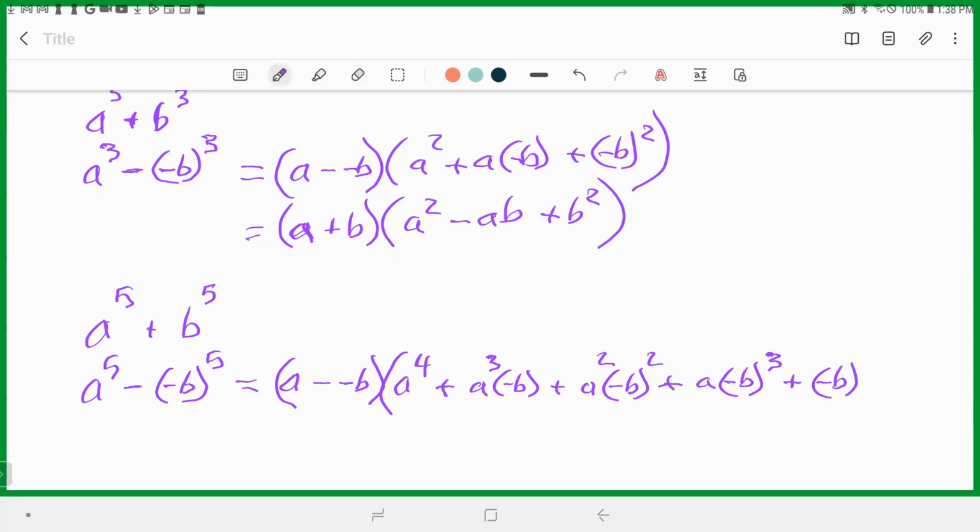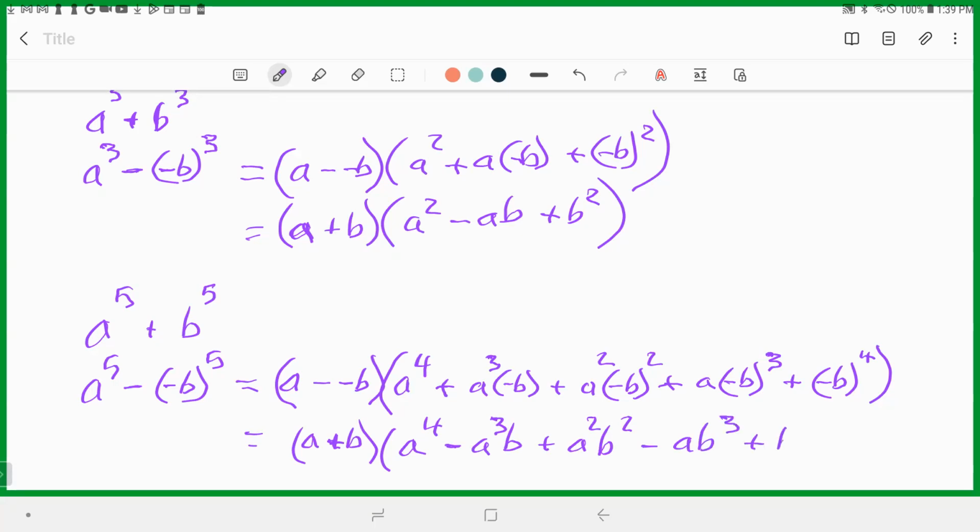So it's me applying the same difference of 2 powers, but instead of using b, I'm now using minus b. So we can do the sum of 2 powers when the powers are odd using the same application because of the minus that we are able to apply. So this becomes a plus b. And the way you find an alternating of the signs inside here: minus, plus, minus, plus. Right? So this becomes a to the 4th power minus a cubed b plus a squared b squared minus ab cubed plus b to the fourth power.